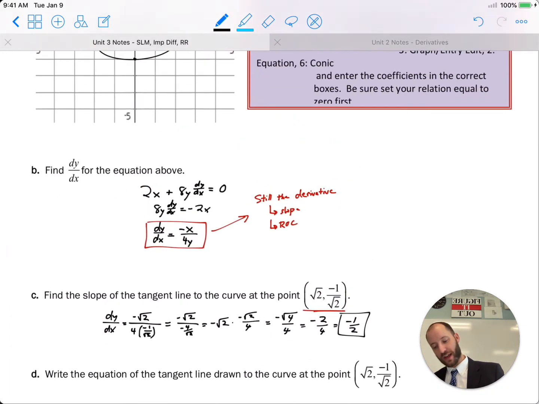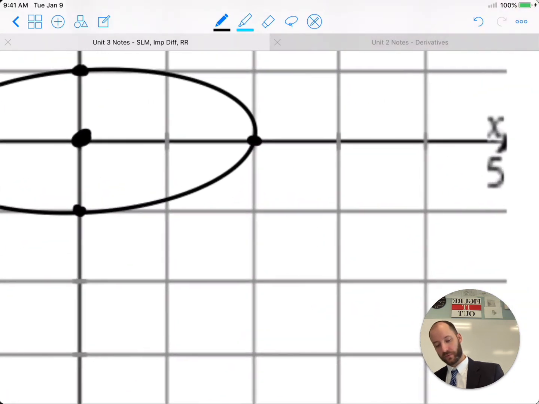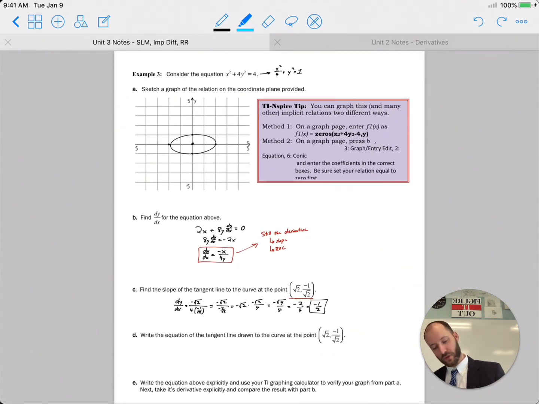Look back at the graph. Root 2, negative 1 over root 2. We're about here. So slope of, it's root 2, negative 1 over root 2, yeah. Oh my gosh, I made a mistake. Like negative 1/2, that doesn't fit. What's going on?